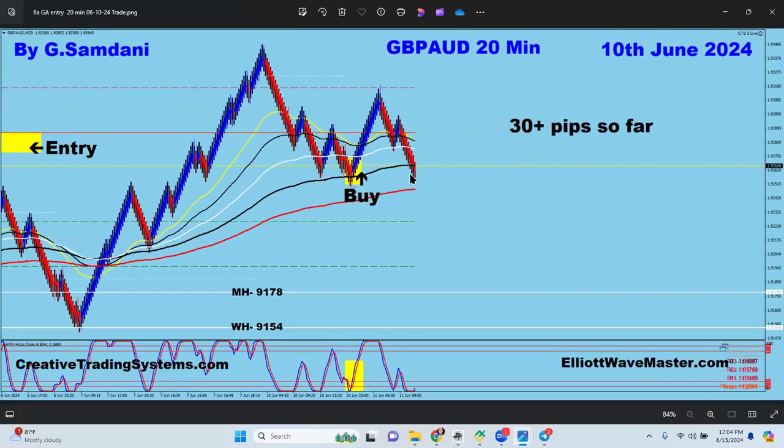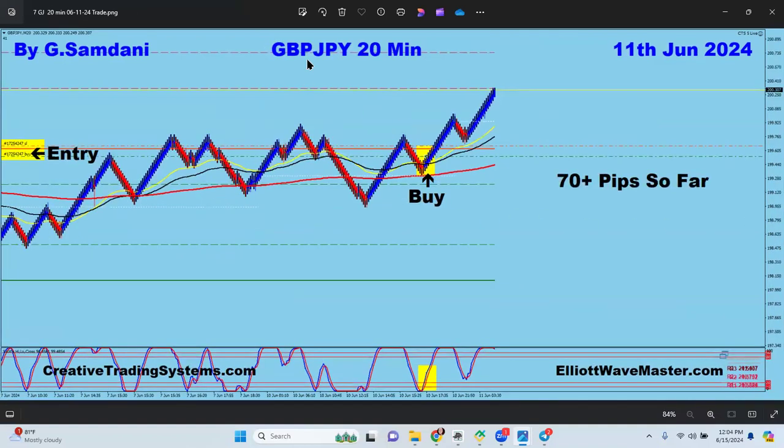See, this is what happened. See that? 30 pip was positive. I sit on a break even. The price comes and I hit my SL. Thank you very much. Bye bye. And no hard feelings. This is pound yen, 70 pip to the long side here, right?